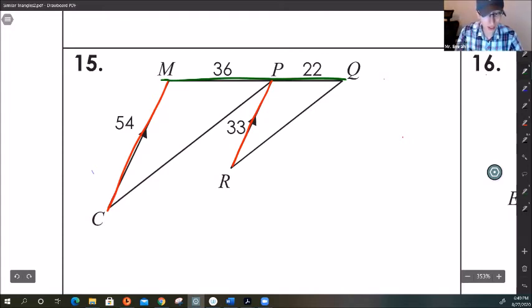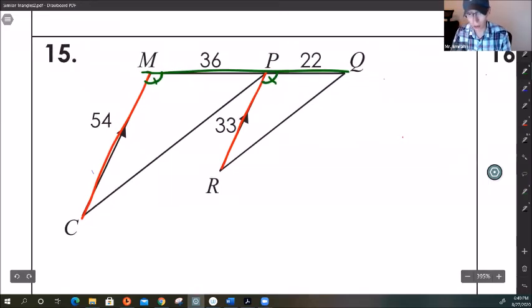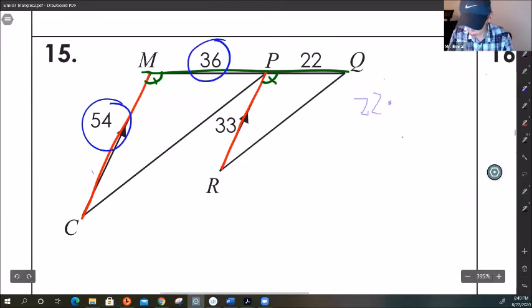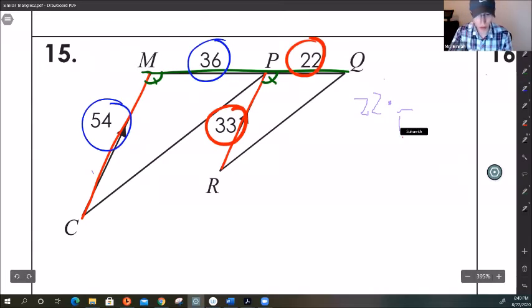When a line intersects those parallel lines, they will form the exact same angle here. We call these corresponding angles. Because you didn't know that, I have to give you that part. So I know that those two angles are congruent to each other. Their measures are equal. So now you're going to check for side angle side. Around it, I have 54 and 36 on this one, and 33 and 22 on this one.